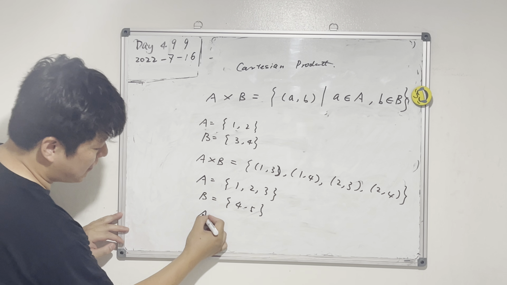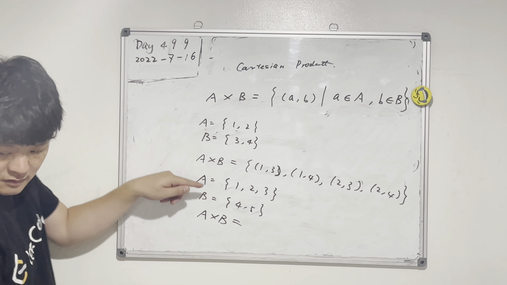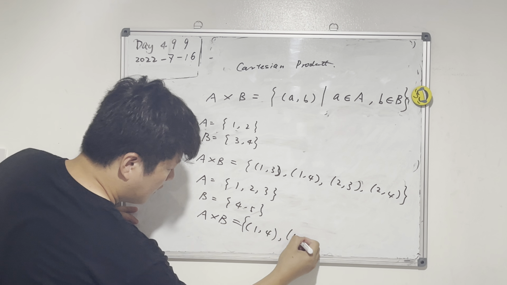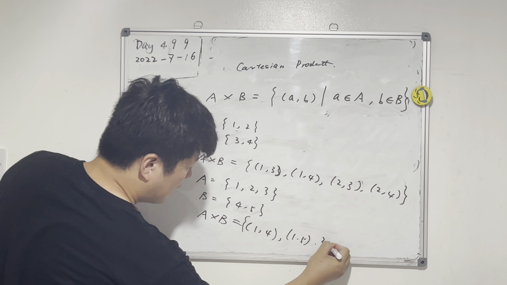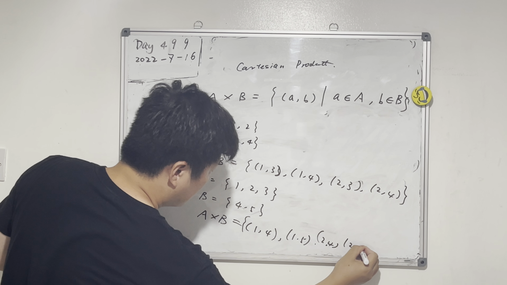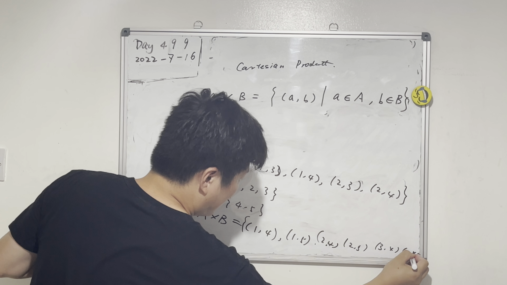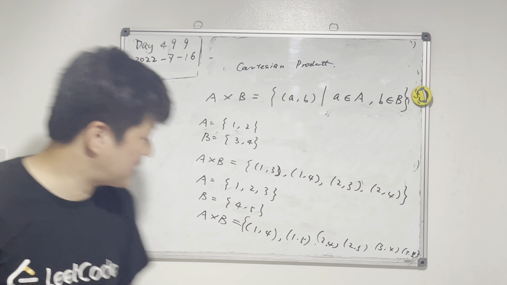Okay, now your turn. How about A is 1, 2, 3, B is 4, 5. So A Cartesian product B. 1, 4, 1, 5, 2, 4, 2, 5, 3, 4, 3, 5. Yeah, exactly. Okay, you got it, yeah? Okay, so this is Cartesian product.